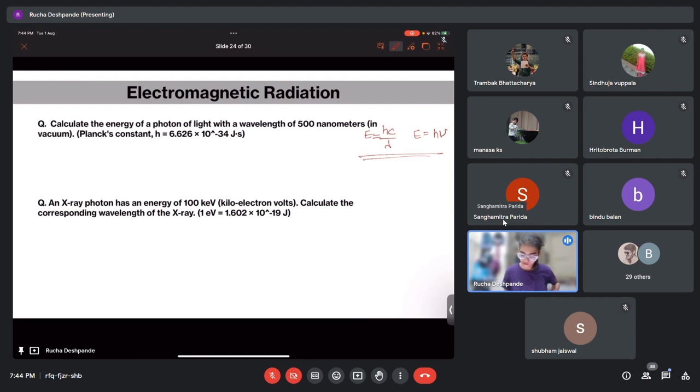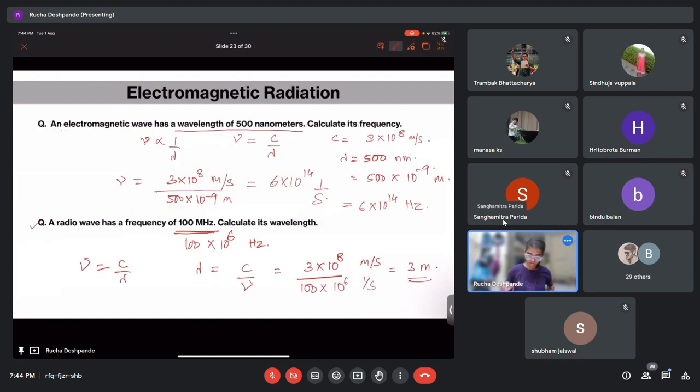Won't change megahertz into hertz? Where? We did change megahertz into hertz, right? Here 100 megahertz is 100 into 10 to the power 6 hertz. Did I answer that?